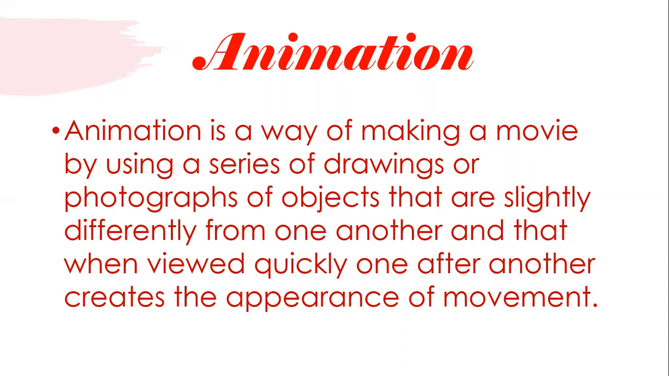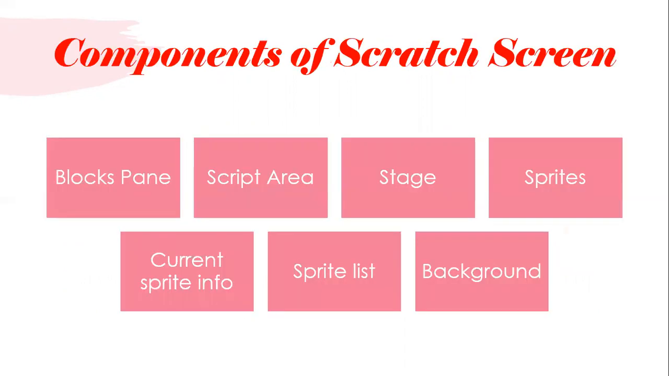Okay, children. Next, as we already discussed, we are going to learn Scratch programming. So we should know what is available on that particular Scratch screen. Basically we'll be having these following components. What are they? Blocks pane, script area, stage, sprites, current sprite info, sprite list, and background.